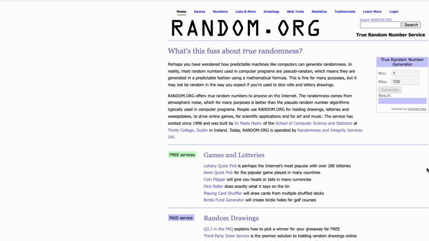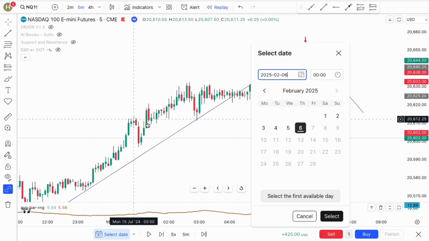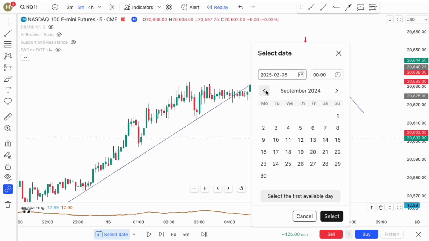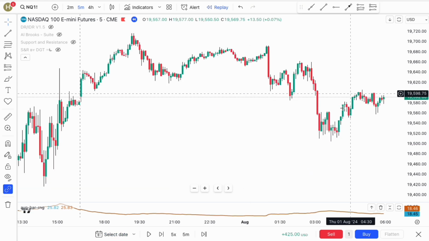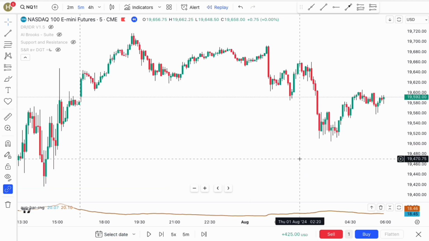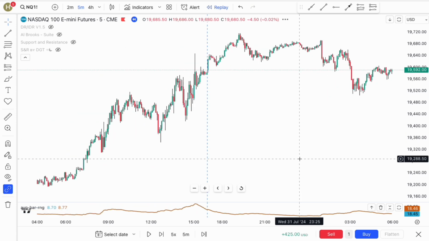Okay, so I am going to generate a random number 1, and that is the day that we are going to go backwards to. I can't go backwards to 1 on that month, so we'll go to this month. And I like to trade at 6 o'clock. Reset. Okay, so let's see what we're dealing with.